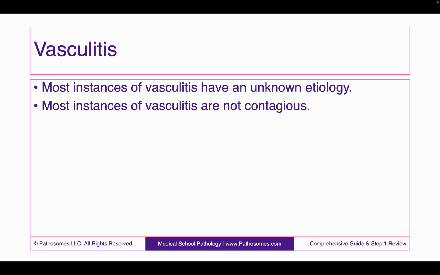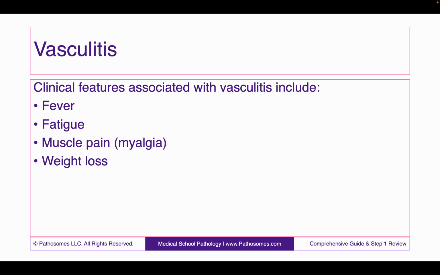Most instances of vasculitis have an unknown etiology. And most instances of vasculitis are not even contagious. You don't need to wear a mask if someone has a vasculitis for the most part. You don't need to worry about it being contagious. Clinical features associated with vasculitis include fever, fatigue, myalgias, muscle pains, and even weight loss.